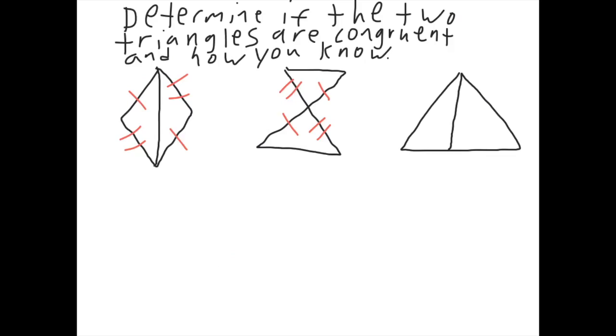So for this, I want you to determine if the two triangles are congruent and how you know. State how you know that they are congruent. So we've got 3 different problems right here. 1, 2, 3.